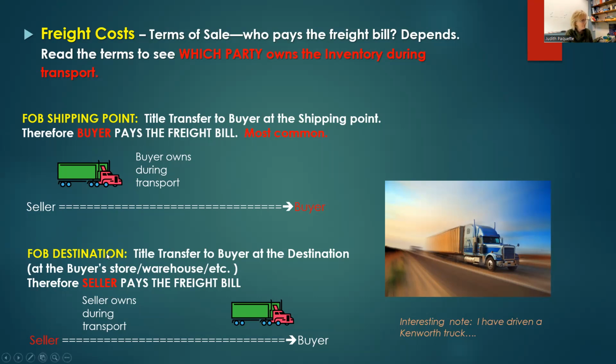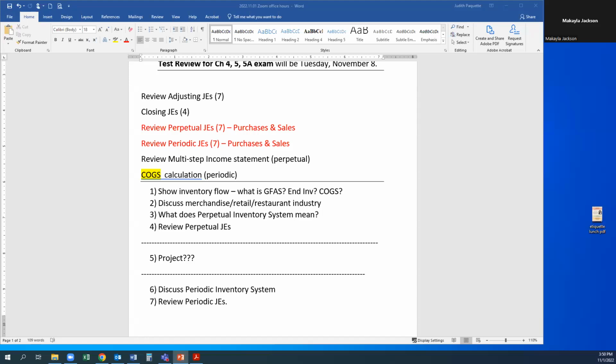FOB destination, the seller owns the inventory while it is being transported until the buyer receives it. So the seller pays the freight bill. But the seller doesn't have the inventory anymore. It's freight out for the seller because that inventory is no longer an asset, it has become cost of goods sold. So there's no inventory to attach the freight to. So it's a selling cost, freight out expense. Does that make sense, Michaela? Yes, it does. Thank you. They're so close, but they really mean different things.